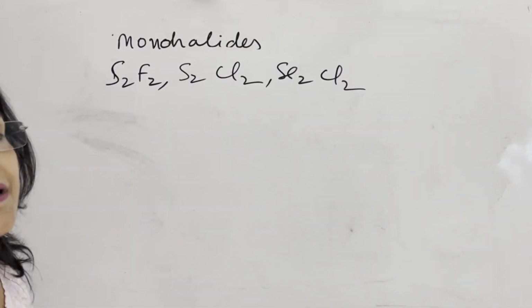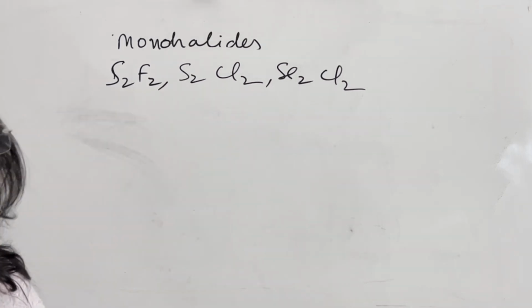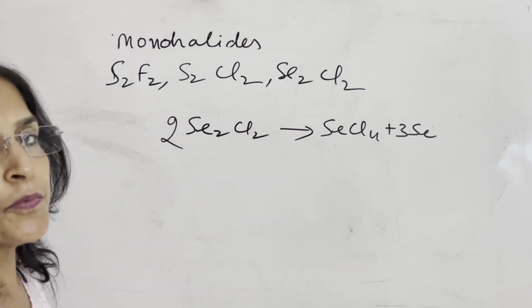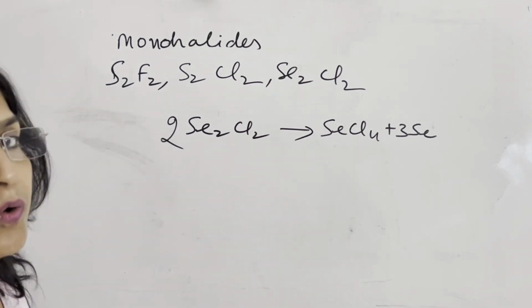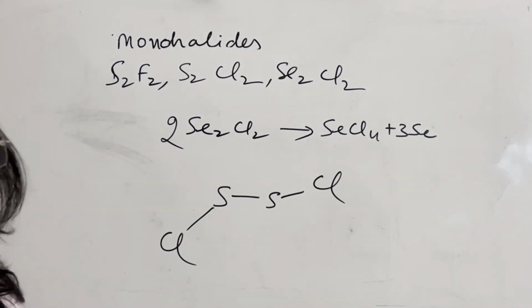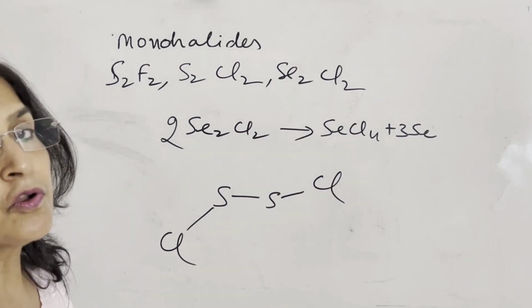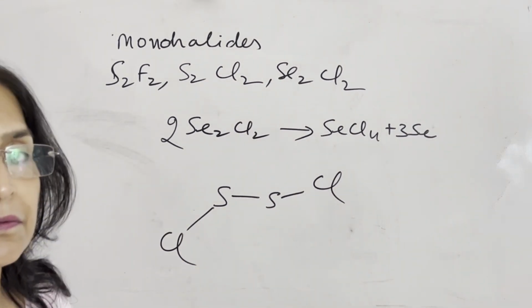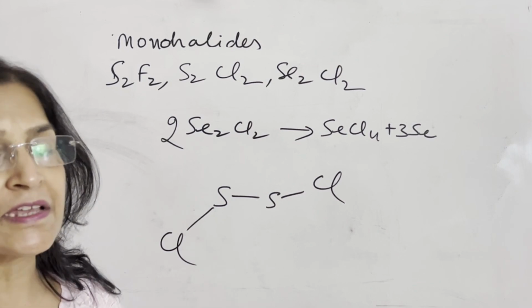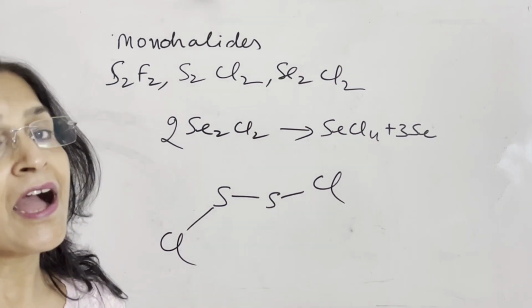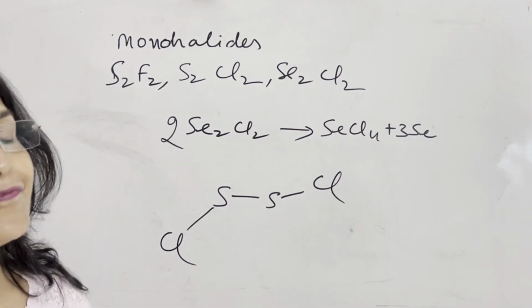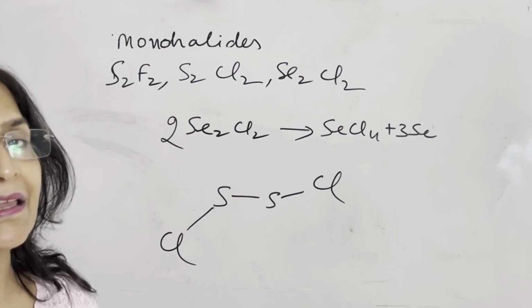Monohalides. Monohalides are dimeric in nature and they undergo disproportionation reactions. For example, this is the disproportionation reaction of selenium monochloride. This is the structure of sulfur monochloride. The structure of sulfur monochloride is like hydrogen peroxide. Sulfur hexafluoride is used as a gaseous insulator in high voltage generators because of its inertness and good dielectric properties.